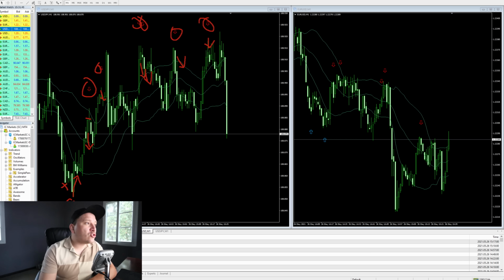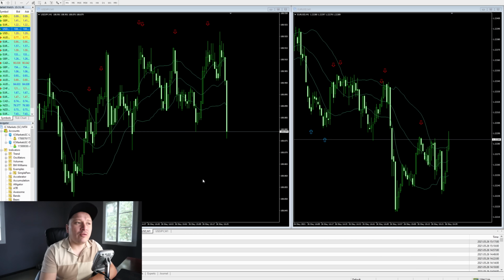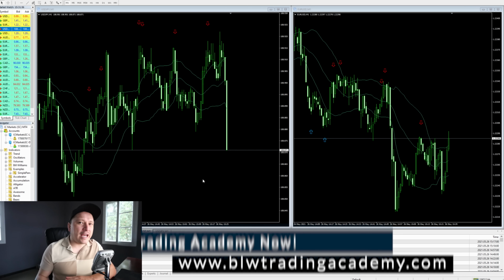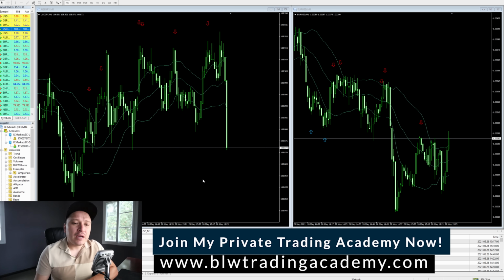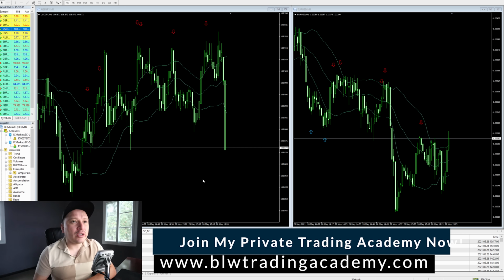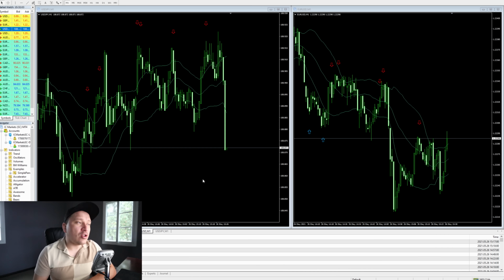So the strategy itself is based on the overbought and oversold conditions of different pairs. The cool thing about this is that it's going to work with any currency pair that you want, but I will, of course, as usual, give you a tutorial as to what I consider to be the best pairs, the best entry points, and so on.